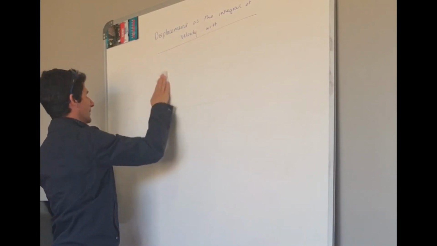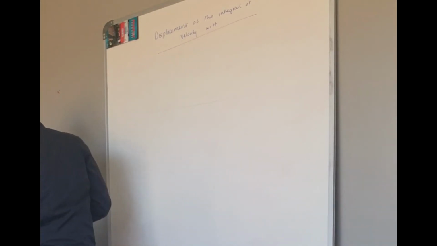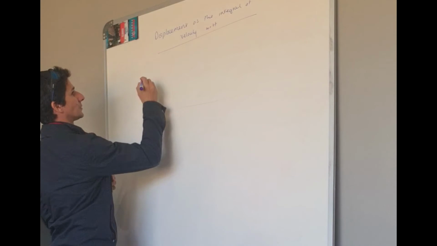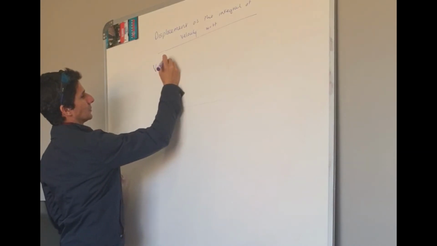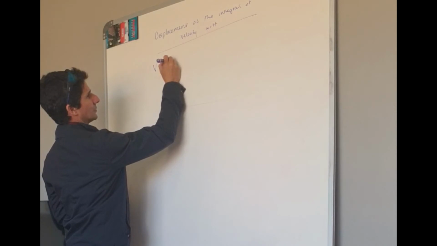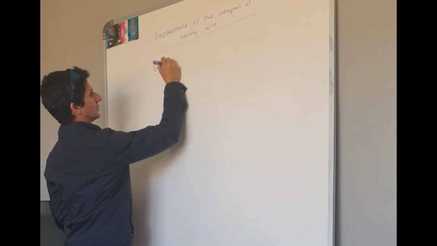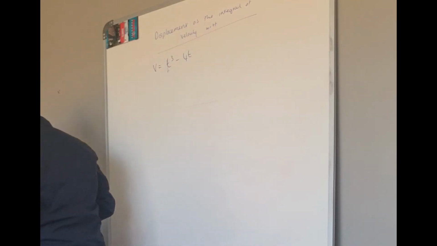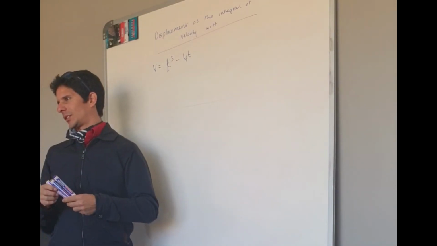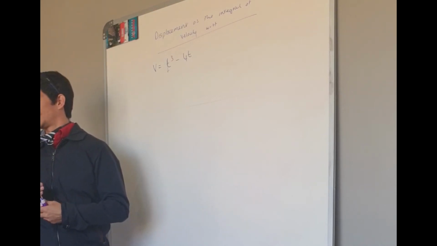Alright, 6.7. A particle moves in a straight line so that the velocity v meters per second at time t seconds is given by v equals t cubed minus 4t. Find the expression for displacement from the initial position at time t. In other words, what's it asking me to find? The displacement.